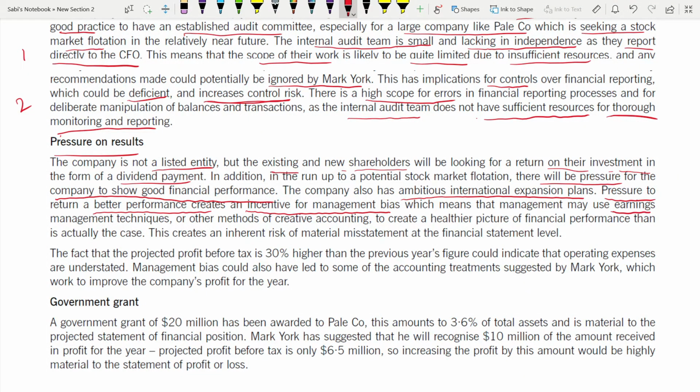techniques or other methods of creative accounting. Why? To create a healthier picture of the financial performance than is actually the case. So because of this, what happens?